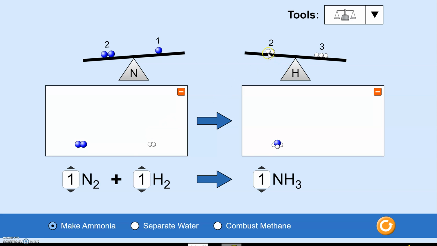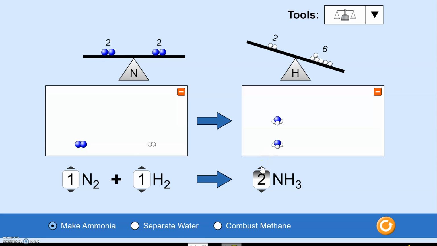Hydrogen is looking a little heavy on the product side because there are 3 atoms of hydrogen on the product side, and yet on the reactant side there's only 1 molecule of hydrogen. That means 2 hydrogen atoms. So I have to somehow increase the number of nitrogens on this side. Well, there's 2 here and only 1 here. So I'm going to multiply this molecule by 2.